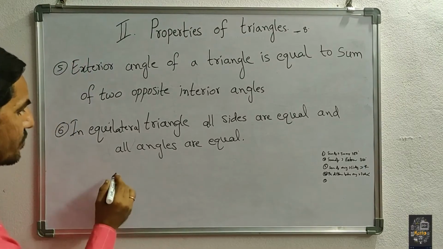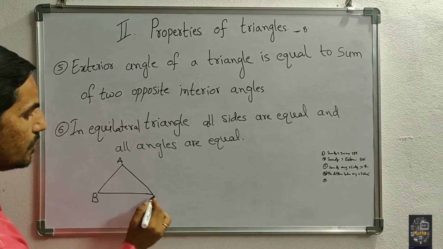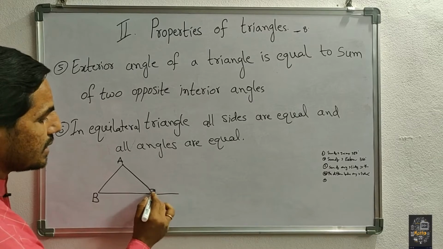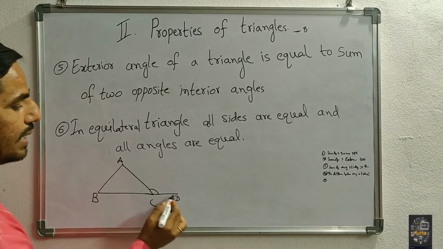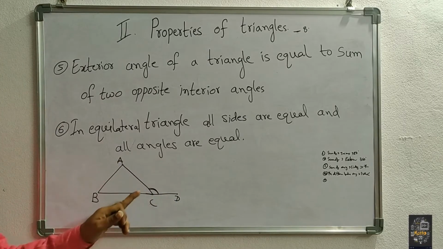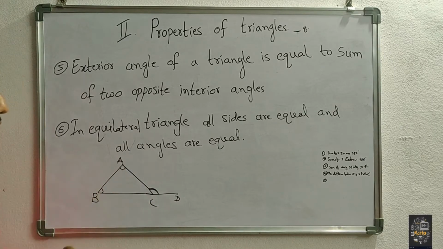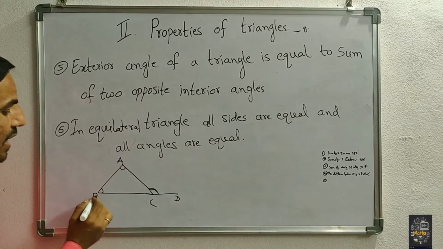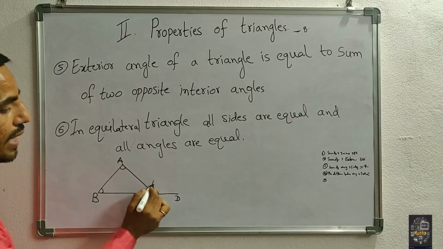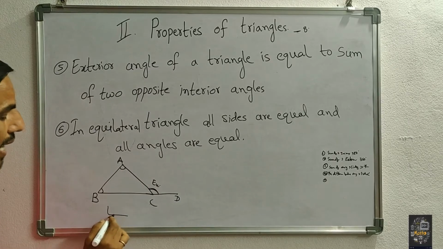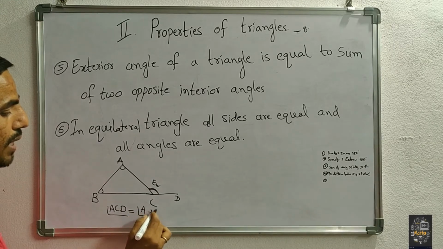Okay, I will draw that. This is the triangle ABC. So I am taking here angle C, exterior angle. For example I am taking a D point. ACD is exterior angle. Exterior angle is equal to sum of two opposite interior angles. So here angle A interior and angle B also interior. Here angle C means ACD is the exterior angle. Here I will write angle ACD is equal to angle A plus angle B.